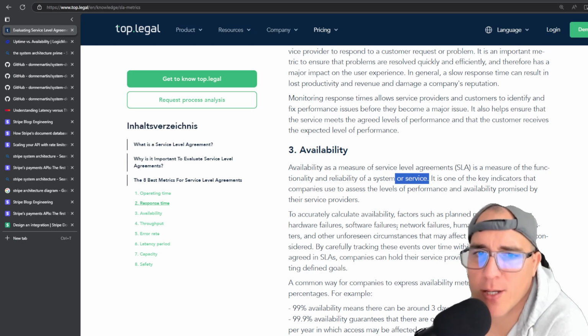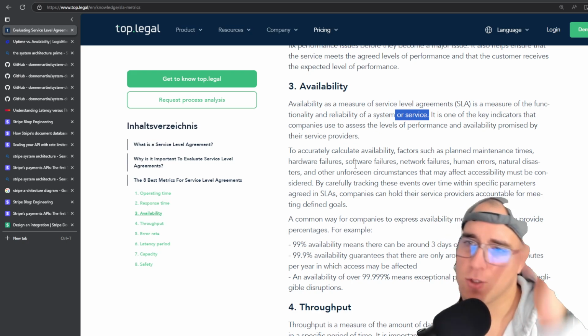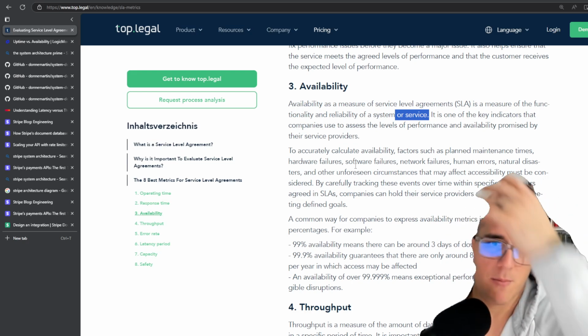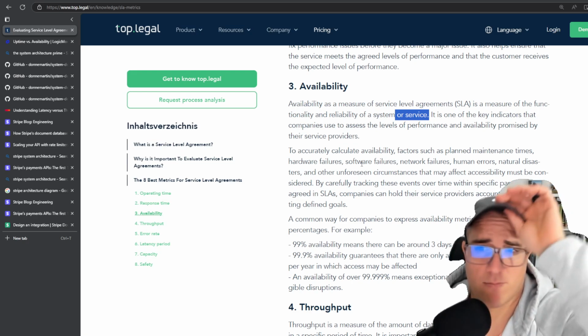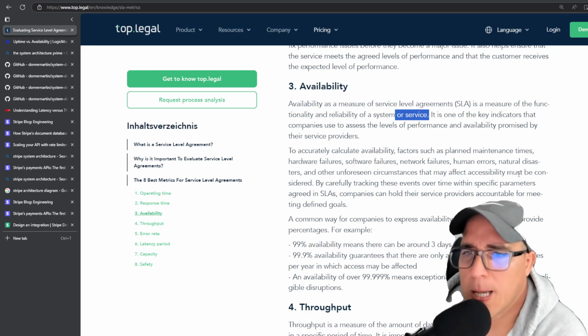It's one of the key indicators that companies use to assess the level of performance and availability promised by the service provider. To accurately calculate availability, factors such as plant maintenance time, hardware failures, software failures, network failures, human error, natural disasters, and other unforeseen circumstances that may affect accessibility must be considered.